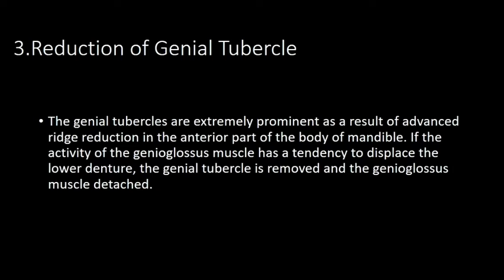Reduction of genial tubercle. The genial tubercles are extremely prominent as a result of advanced ridge reduction in the anterior part of the body of the mandible. If the activity of the genioglossus muscle has a tendency to displace the lower denture, the genial tubercle is removed and the genioglossus muscle detached.